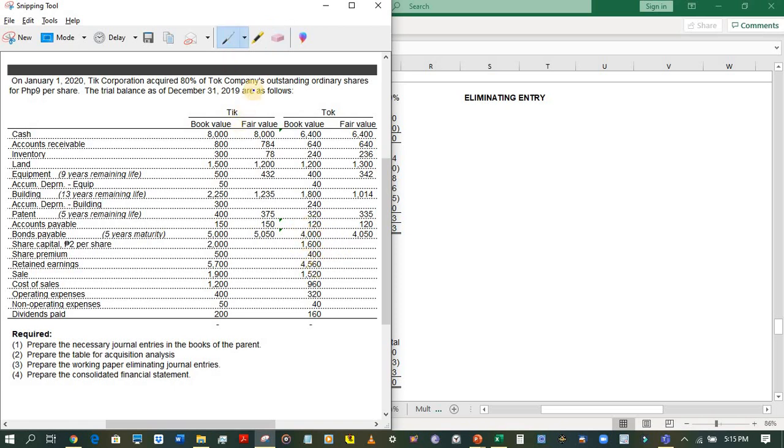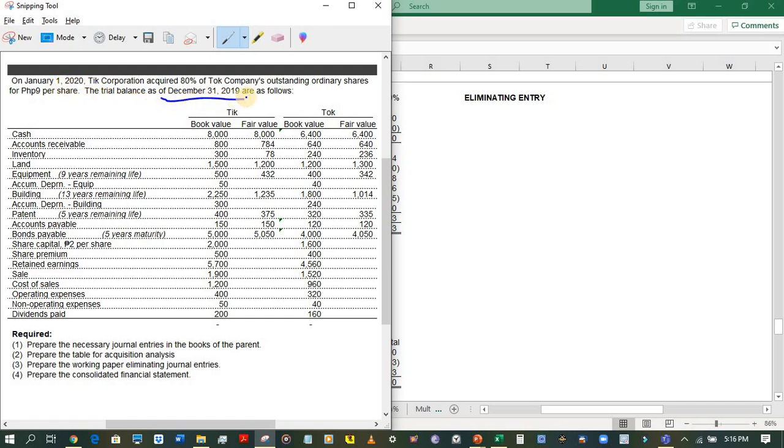If you will notice, I changed a bit of the information in the problem. I changed the date of the trial balance. The trial balance should be as of December 31, 2019, because if you rewind this video, the trial balance here is as of the acquisition date, which is January 1, 2020.